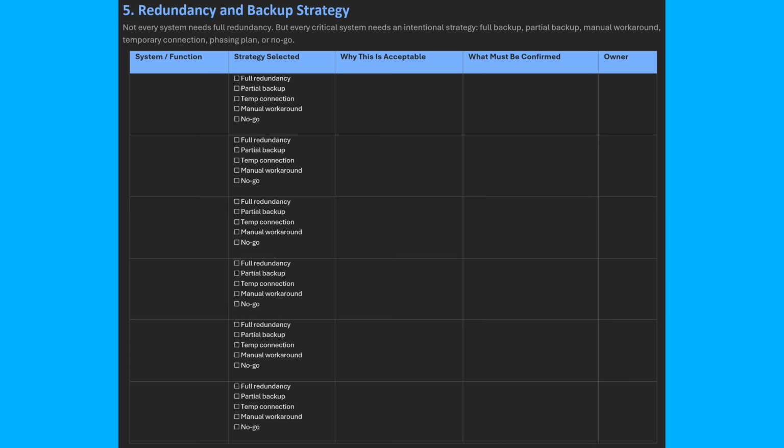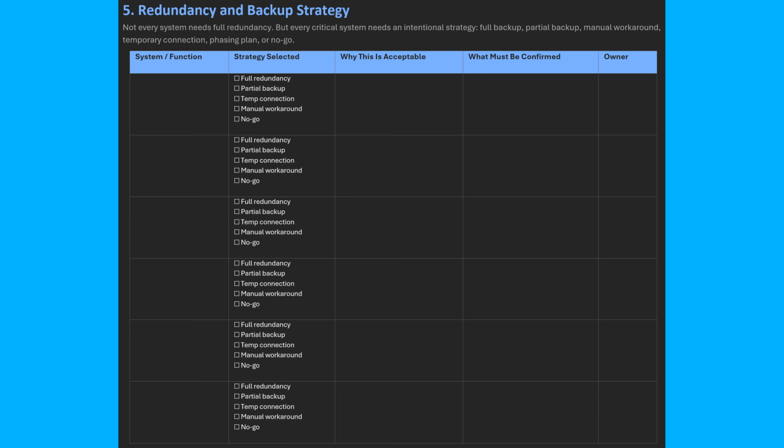Step 5 is the redundancy and backup strategy. Not every system needs a full redundancy. Full redundancy can be expensive and it may not be justified, but every critical system needs an intentional strategy.